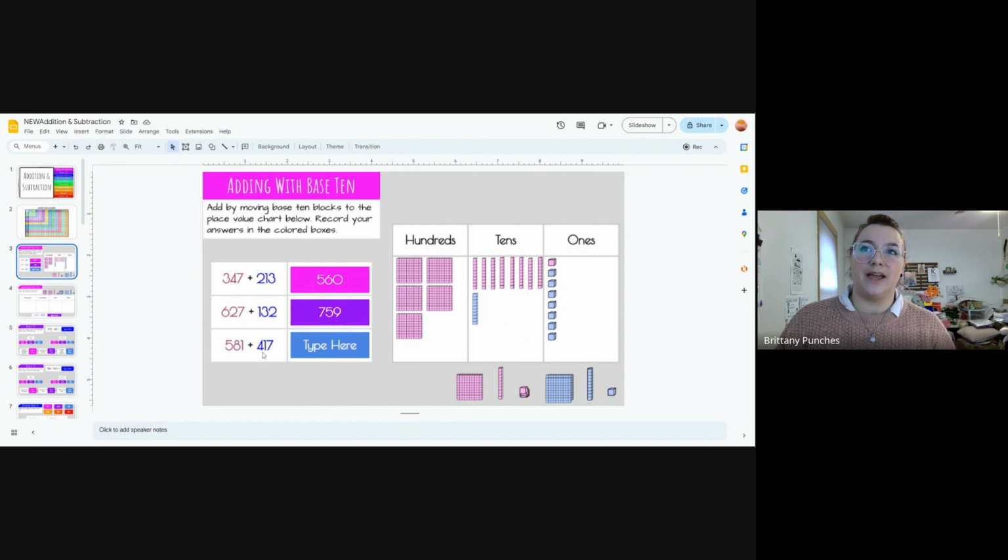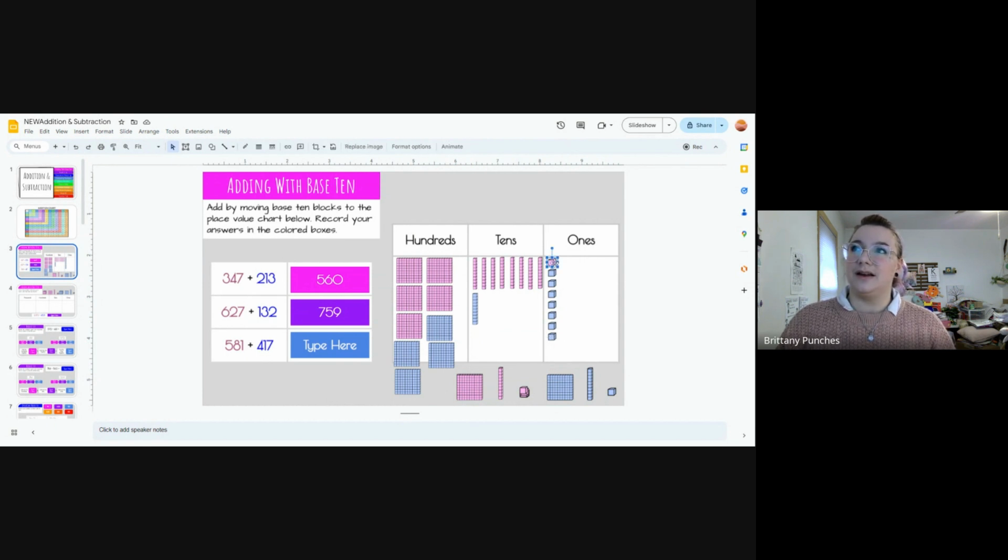417. We want a 4. 1, 2, 3, 4. Looks like our biggest number yet. Let's add them up. Remember, we always start at the ones place.